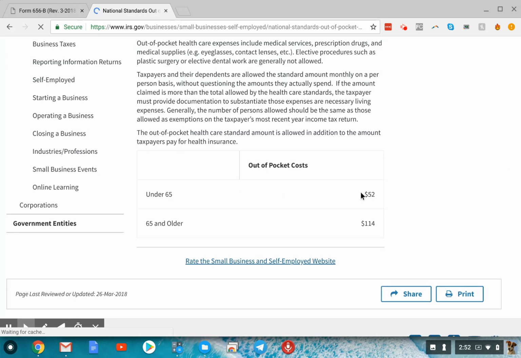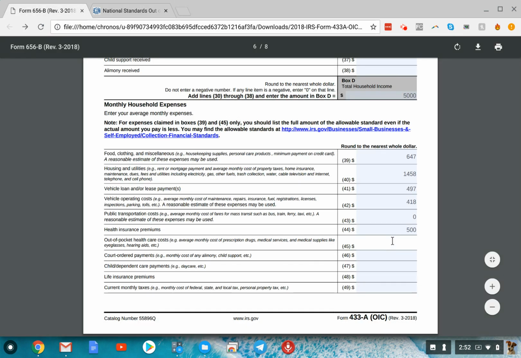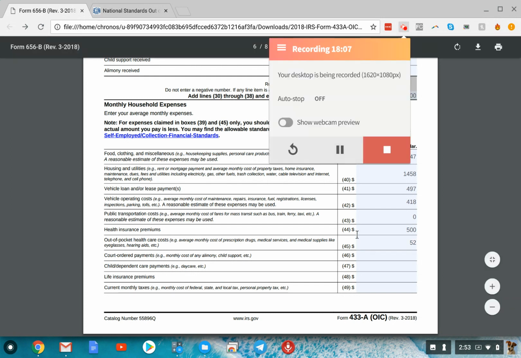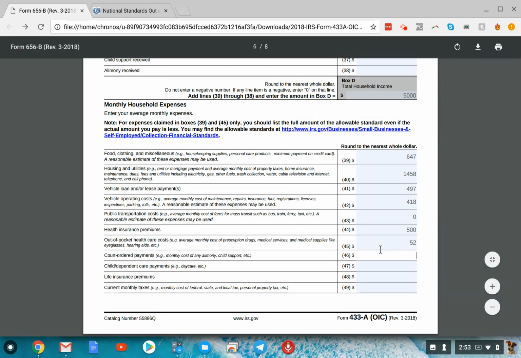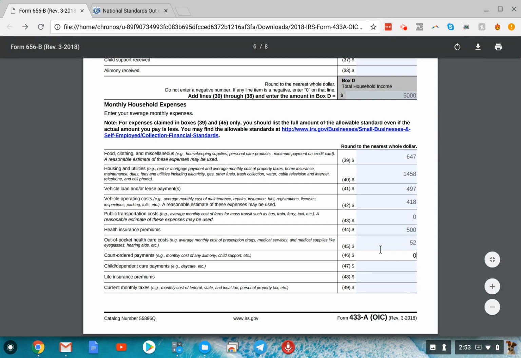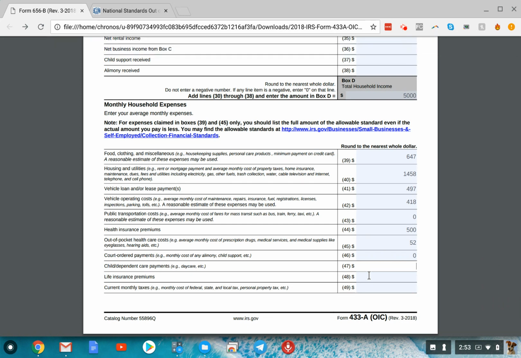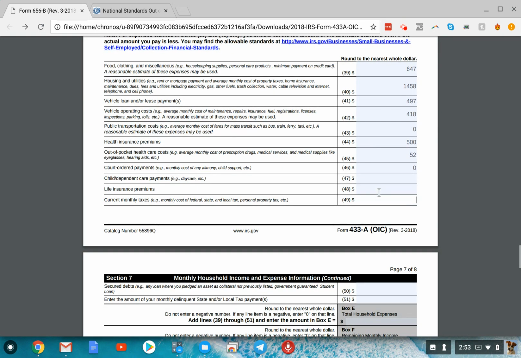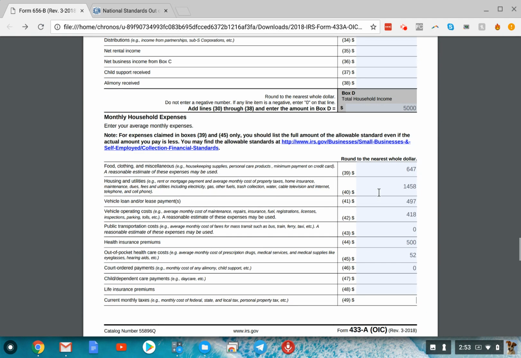And it is $52 if you're under 65 or $114 if over. So we'll just put 52. And hold on here one second. Okay, so court-ordered payments. That would be like child support. You got sued and you have to pay the judgment, stuff like that. You'd put it in there. Most people are going to be zero, but some people have that. Child care payments. This is for child care, daycare, stuff like that. Life insurance premiums, anything paid for life insurance. Current monthly taxes. What are you paying per month?